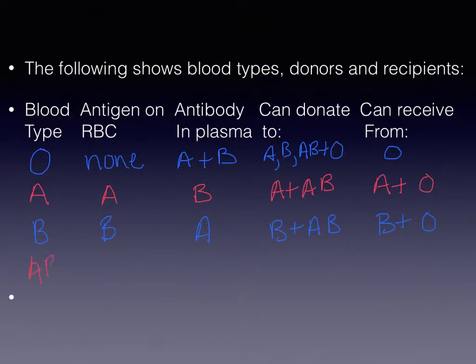Then we have AB, and it has antigens A and B. However, it has no antibodies in plasma, and it can donate to AB only, but it can receive from A, B, AB, and O.